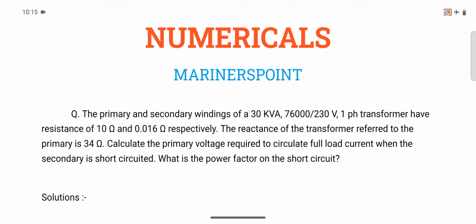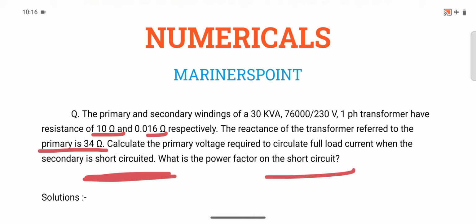The primary and secondary windings of a 30 kilovolt ampere, 7,600 to 30 volt, single phase transformer have resistance of 10 ohm and 0.016 ohm respectively. The reactance of the transformer referred to the primary is 34 ohm. Calculate the primary voltage required to circulate full load current when the secondary is short circuited. What is the power factor on the short circuit?